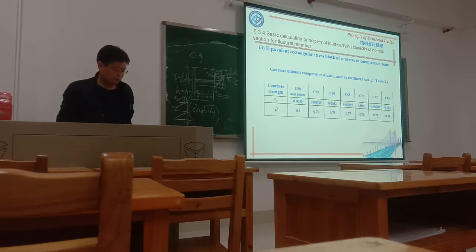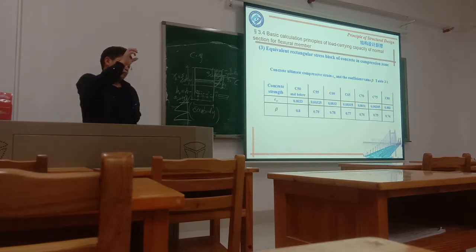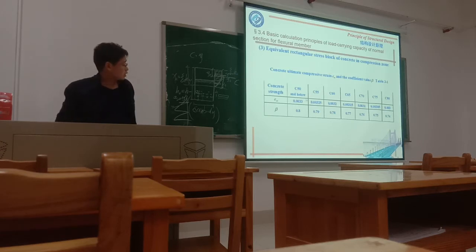Because we see this beta and the gamma are all based on this epsilon zero, epsilon cu. Actually, epsilon zero, epsilon cu are only related to the grade of the concrete. Different grades of concrete will have different values of epsilon zero and epsilon cu. Then, in this code, for C50 and below, they use this value. And for C55, 60, 65, the values gradually get smaller.